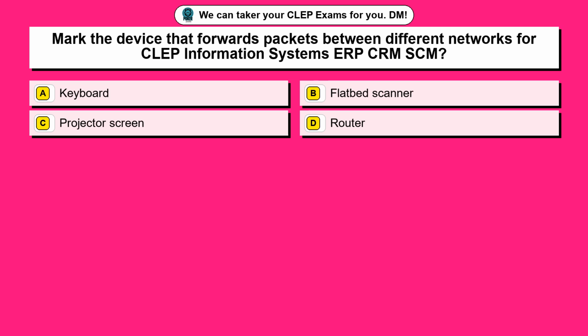Question 56. Mark the device that forwards packets between different networks for CLEP Information Systems ERP CRM SCM. Option A. Keyboard. Option B. Flatbed scanner. Option C. Projector screen. Option D. Router. The correct answer is option D.